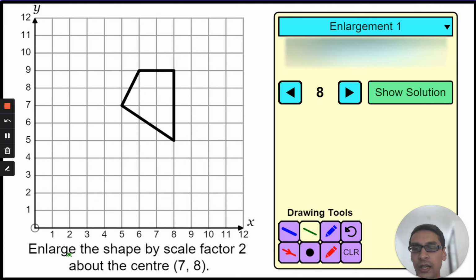Okay, next example. Enlarge by a scale factor 2 about the center (7, 8). So 7 across, 8 up. This time the center of enlargement is inside the shape. So in this case I'm going to go from the center of enlargement to a vertex. I can see I'm going one diagonal. Now I need to do it twice because I'm enlarging it by 2. So that's my vertex of that shape. Now in this case I'm going 1 to the right, 3 down, 1 to the right, 3 down. So that's my other vertex.